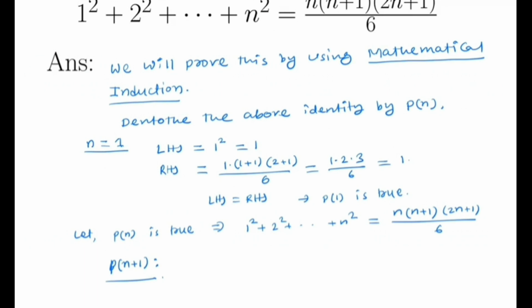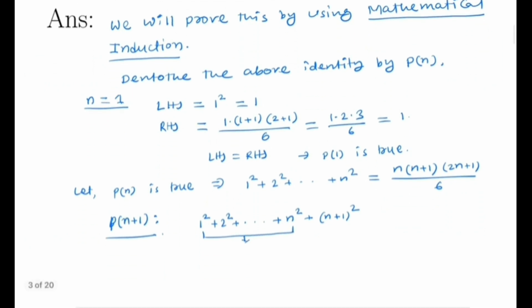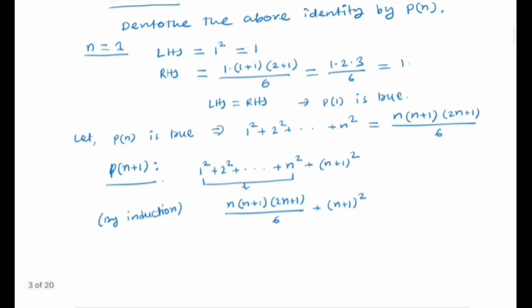So now consider, to prove Pn plus 1, we need to consider 1 square plus 2 square up to n plus 1 square. Now by induction, this term is given by n into n plus 1 into 2n plus 1 by 6. This is by induction, plus n plus 1 whole square. Now here what we can do, we take n plus 1 common. Then we get n into 2n plus 1 by 6 plus n plus 1.